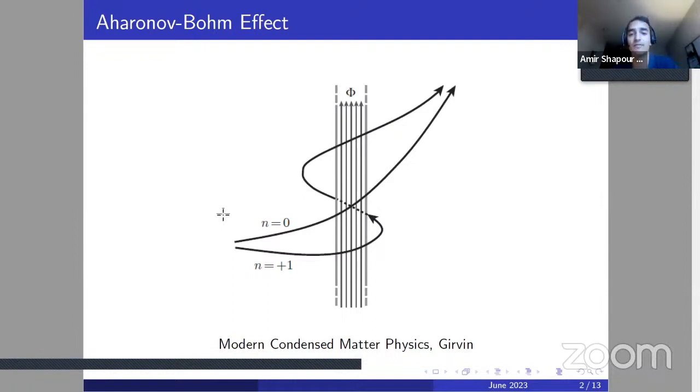you have magnetic flux pictured here, and then you have particles winding around it, and even if they don't come in contact with the flux, their phase changes and you can measure it. That's because of the magnetic vector potential. So the point of this is that phase is important and it's related to geometry.